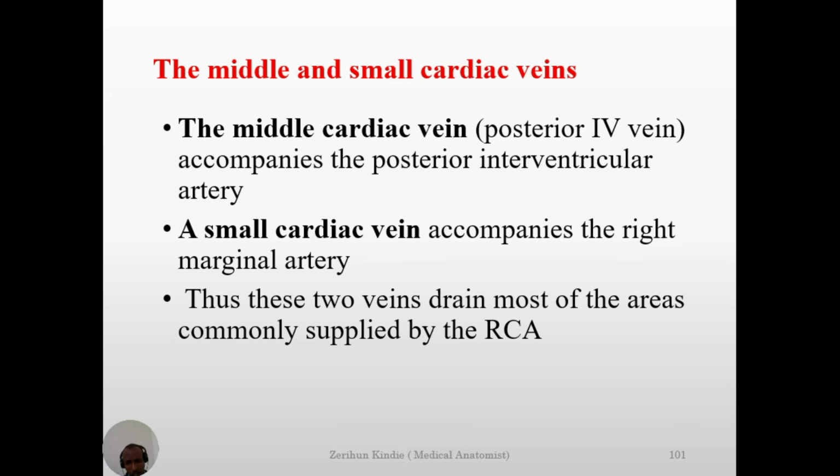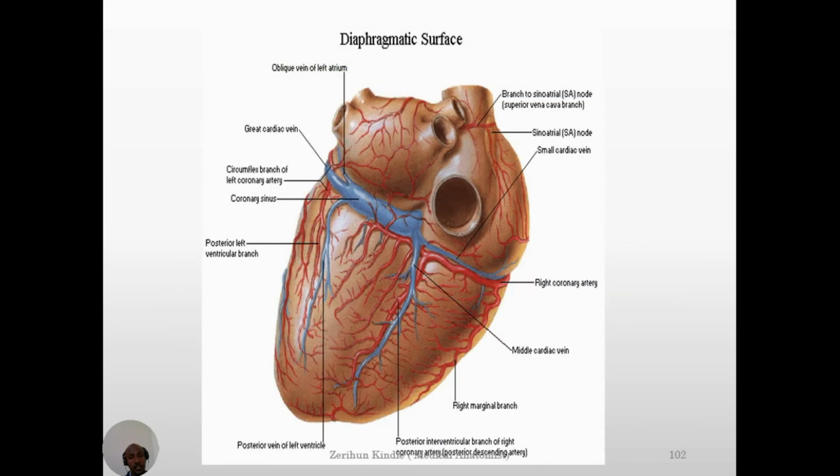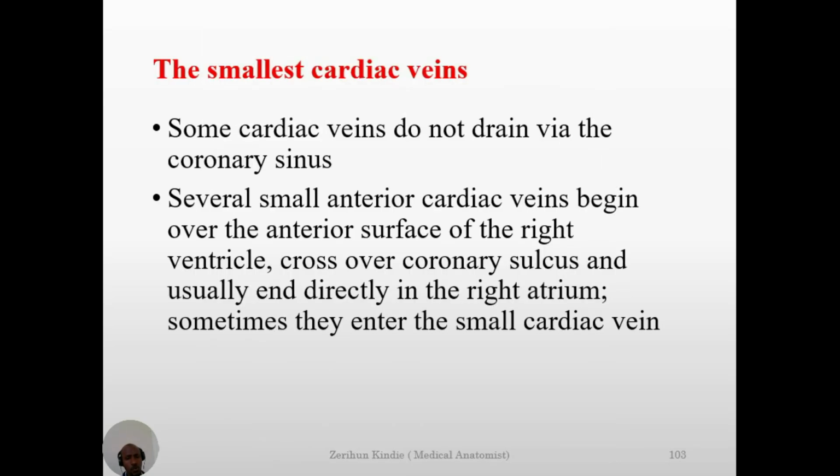Look, the small cardiac vein most commonly directly penetrates and enters the right atrium. But the middle cardiac vein is a tributary of the greater cardiac vein. The smallest cardiac vein, look, this is a special vein. The smallest cardiac vein does not drain into the coronary sinus. This is a special vein. The smallest cardiac vein does not drain directly into the coronary sinus.